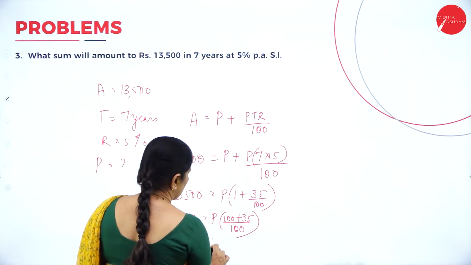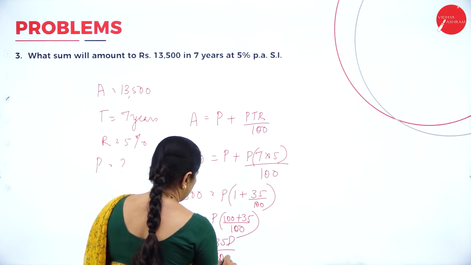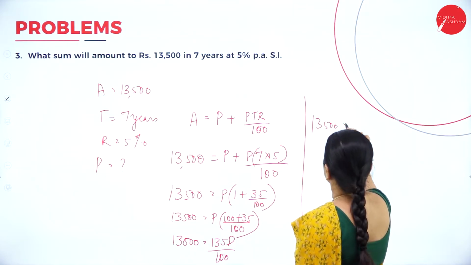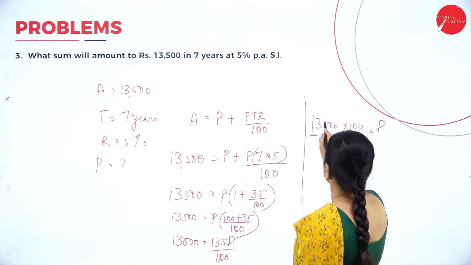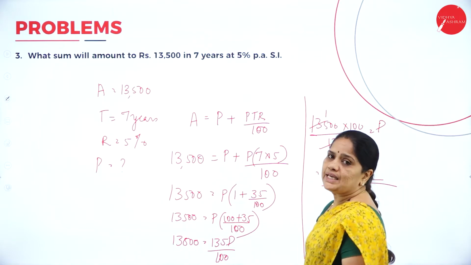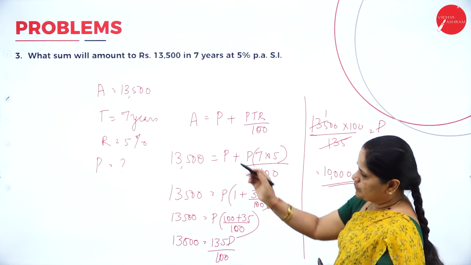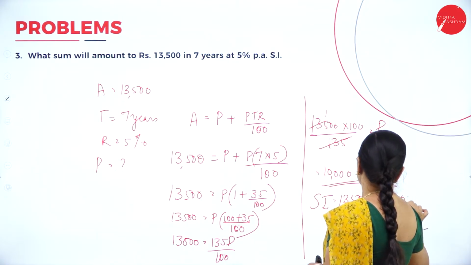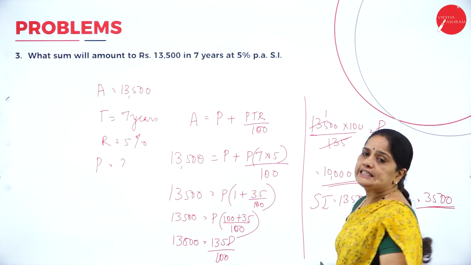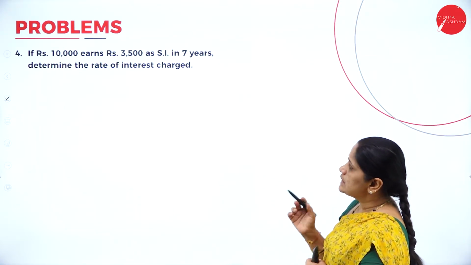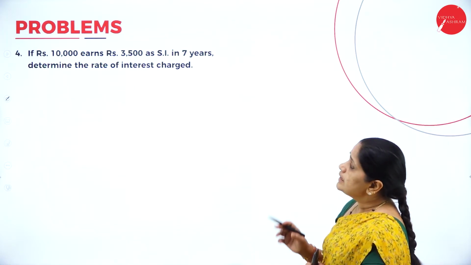So this will be equal to 13,500 equals 135P by 100. So I take this 13,500 into 100 divided by 135 equals P. So 135 into 1. So I get 10,000 equals P. So P equals 10,000. So I have found out P. I can also find out simple interest equals 13,500 minus 10,000. So the simple interest is 3,500.